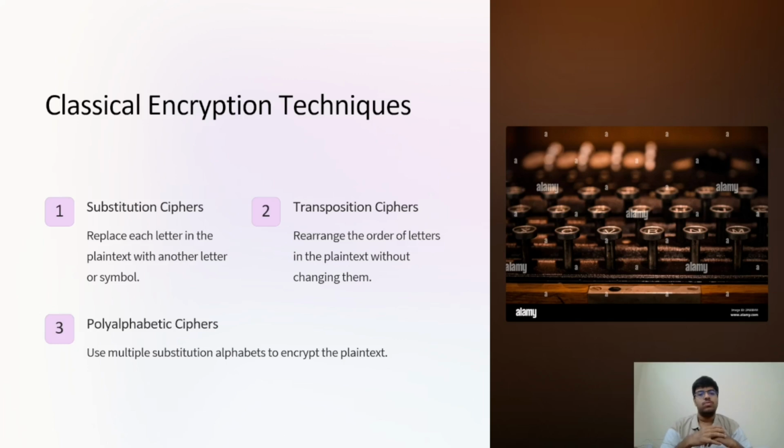The next one is the transposition cipher, where we rearrange the overall order of the letters in the plain text without actually changing the letters. Next are the polyalphabetic ciphers, where we use multiple substitution alphabets to encrypt the plain text.